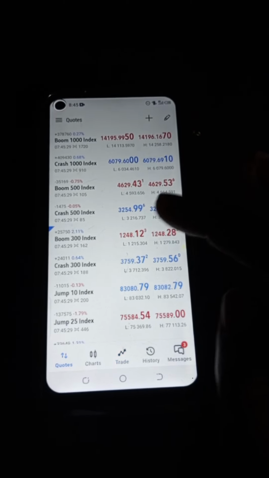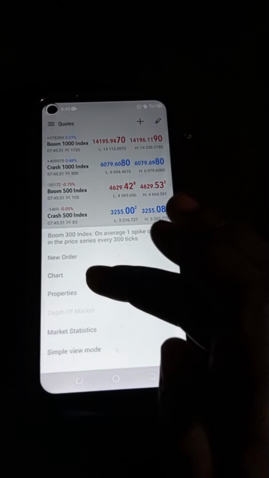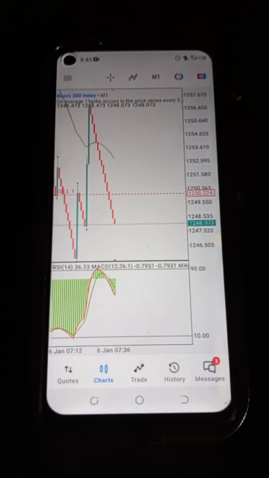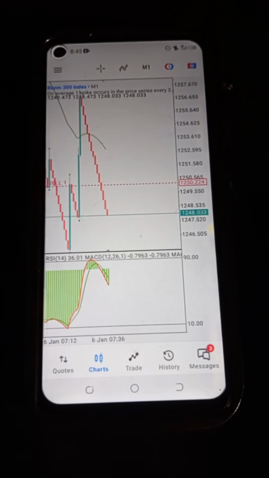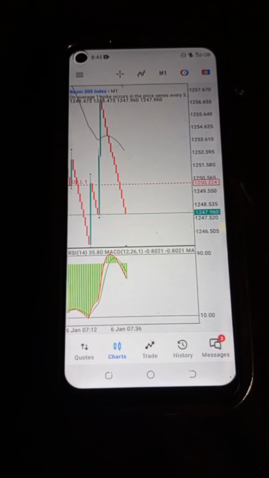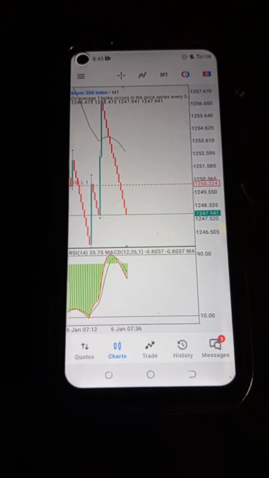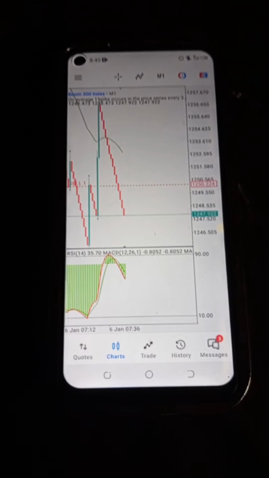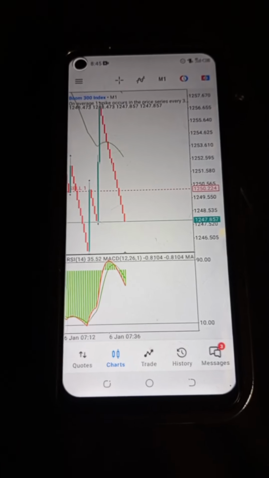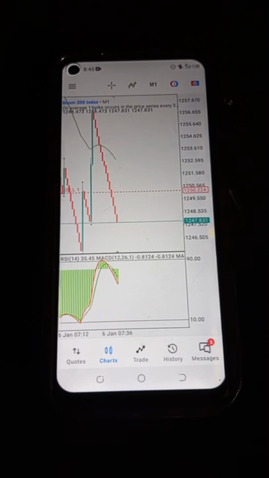So let's check our Boom 300. If our 5 candlesticks is correct, 1, 2, 3, 4. Guys, it's remaining one candlestick. So guys, this strategy works very well. Don't play with any strategy that I'm dropping in this channel. If you are afraid, you test it with your demo account before you go to real account. But I'm assuring you, this strategy works 100%.